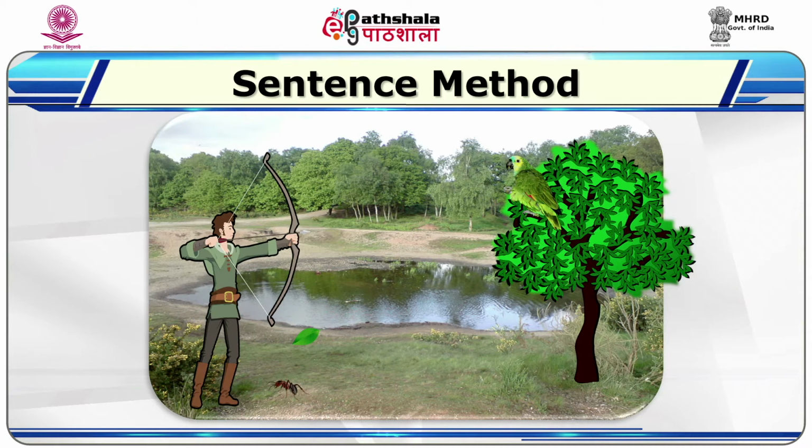The teacher now selects keywords from this story: ant, parrot, hunter, aim, and saves life. Now the learners are encouraged to separate the words into alphabets and then make new words and sentences using the same method as was used earlier.